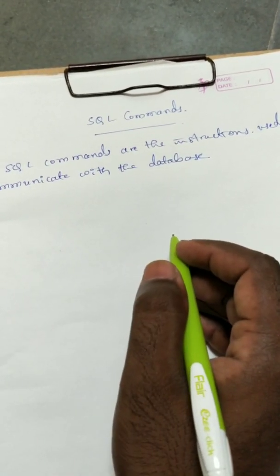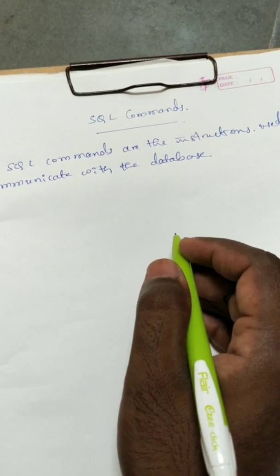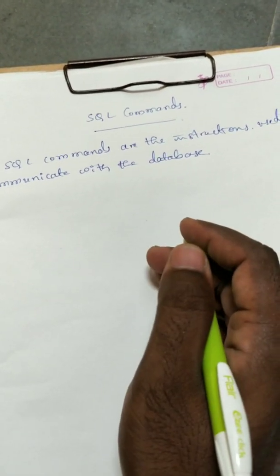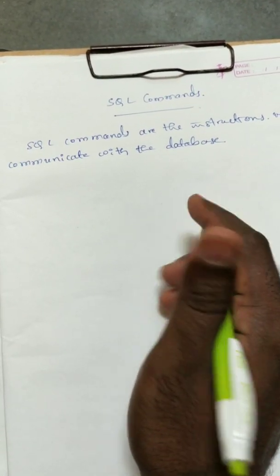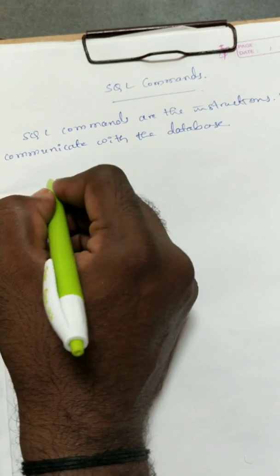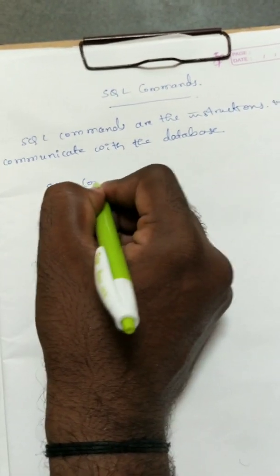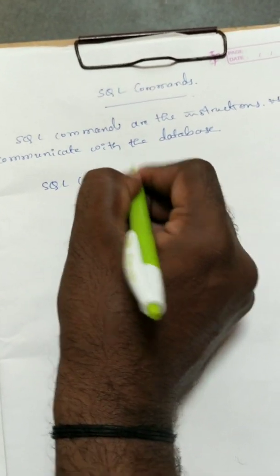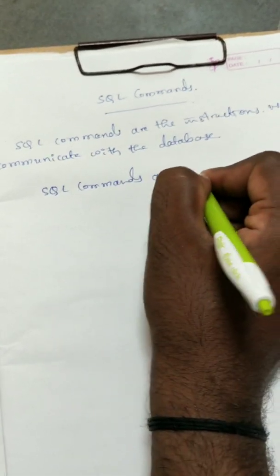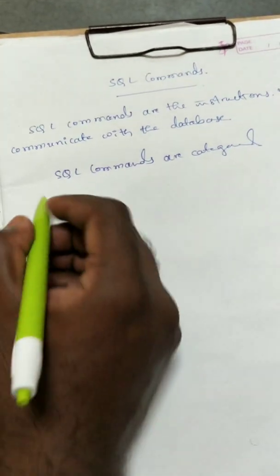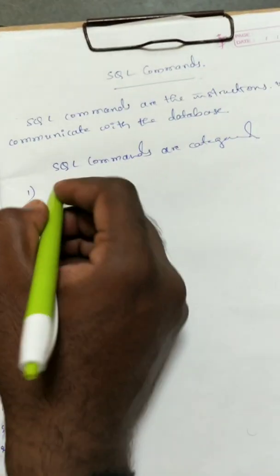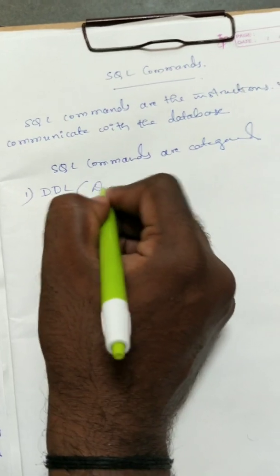As we discussed in the last class, we have so many different types of commands. All the commands are categorized into different categories. SQL commands are mainly categorized into 5 types. The first one, which we saw in the last class, is DDL, meaning data definition language.